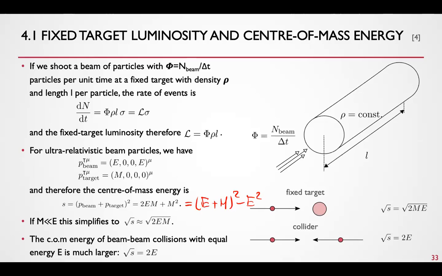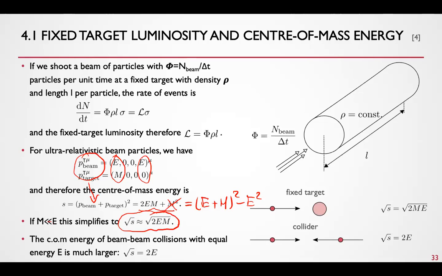And this I achieve by inserting these guys here and evaluating the four-momentum. It's just (E plus m) squared minus (E plus 0) squared. And the result is 2Em plus m squared. And we take the square root. We can forget about this term. So if the mass is much smaller than E, square root of s is just the square root of 2Em. That's actually very, very bad for fixed target experiments.